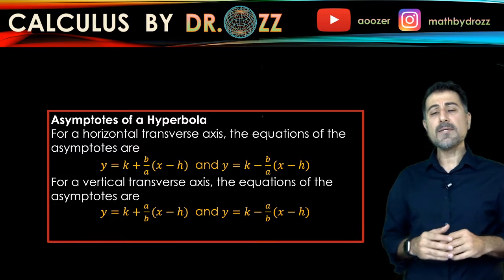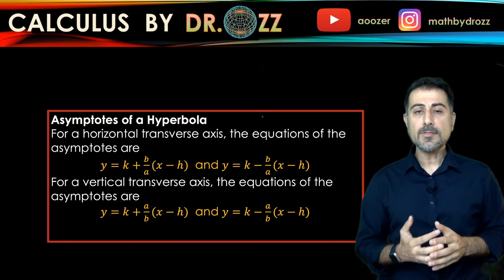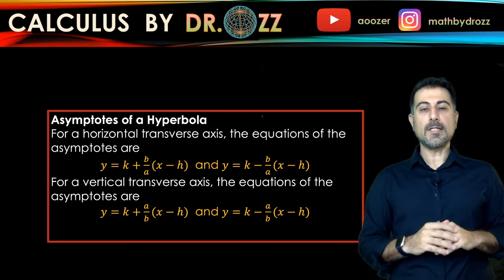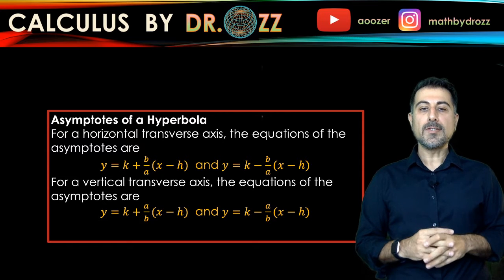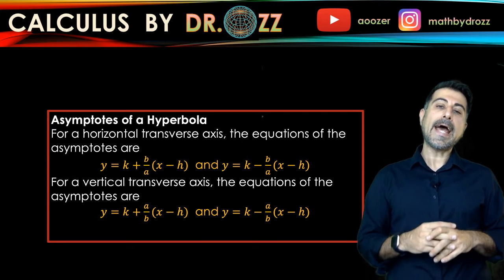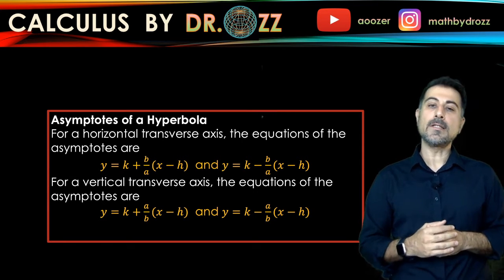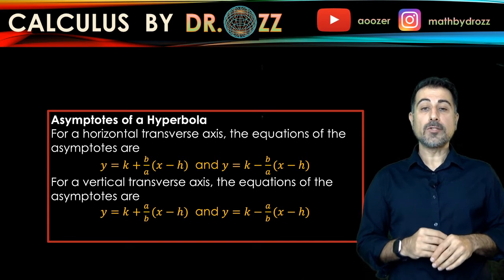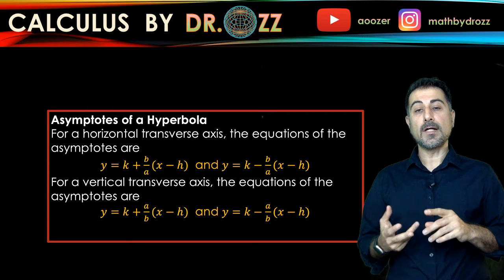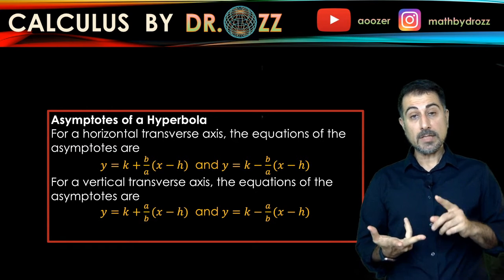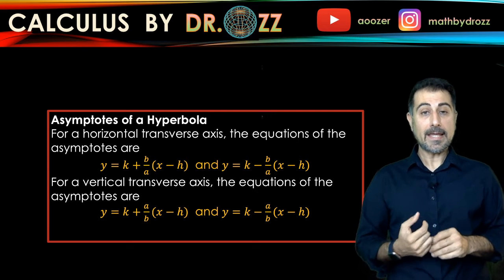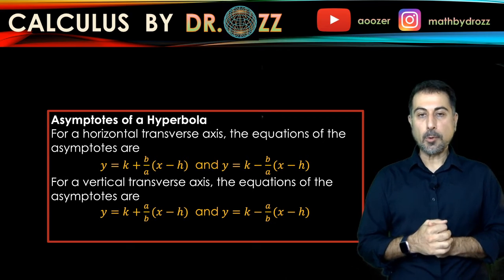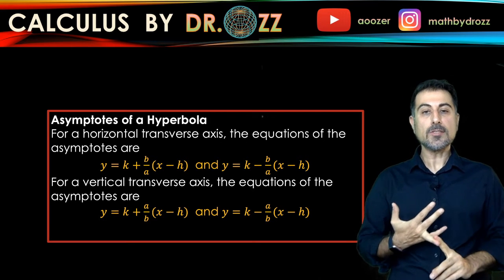And as I mentioned, we also have asymptotes, and I'm going to talk about that a little bit before I get started. You're going to see all of these tables in the video, but you can see that the asymptotes, depending on the transverse axis, whether it's horizontal or vertical, are written in terms of the coordinates of the center, h and k, and also b and a.